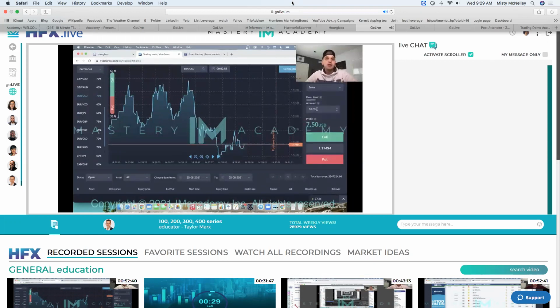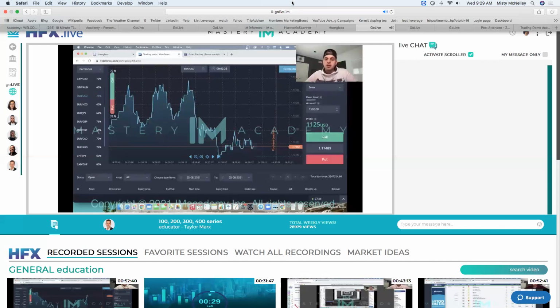Right here is the amount that you can risk on any given trade. Do not over leverage, do not over trade. Proper risk management is key. I recommend 1 to 2% of your account on any given trade. My recommendation is if you take a 1% trade, you can roll it over 3 times. If you take a 2% trade, you can roll it over twice.